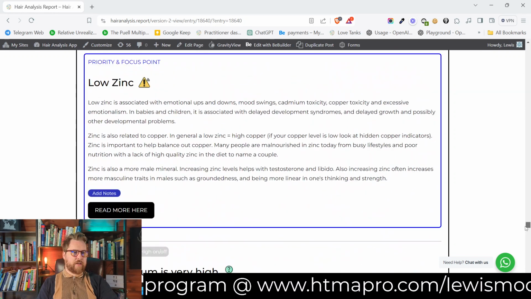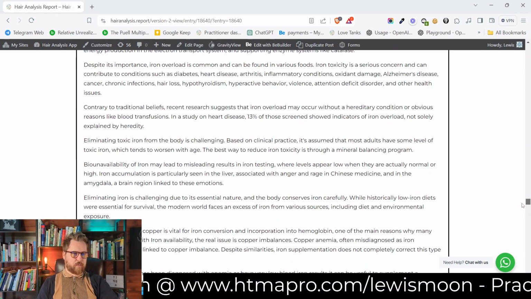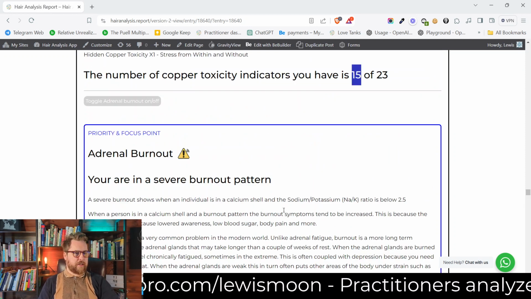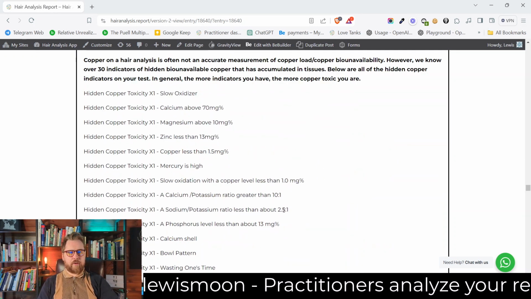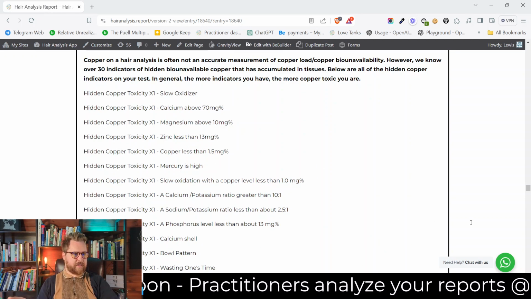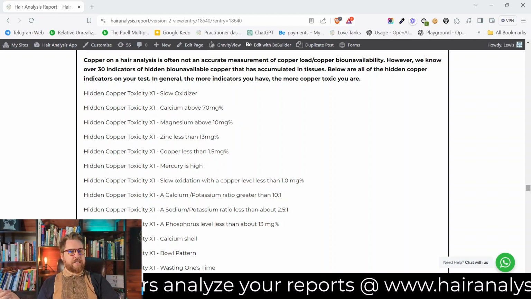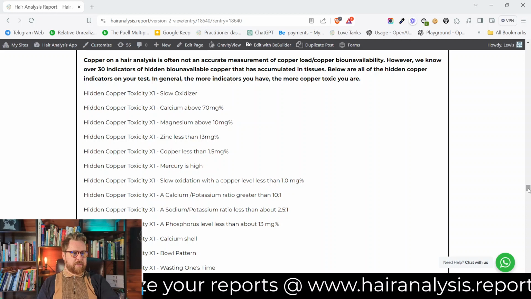But yeah, we can improve on that as we improve upon the program and improve upon the hair analysis tests. So I'm going to talk about each one and talk about the reasons why it's related to hidden copper toxicity.